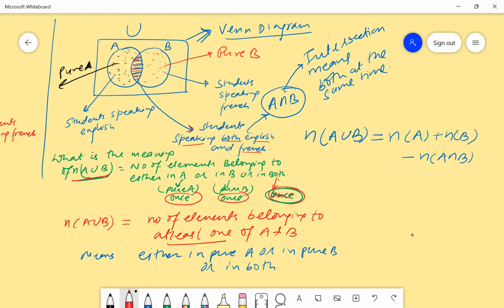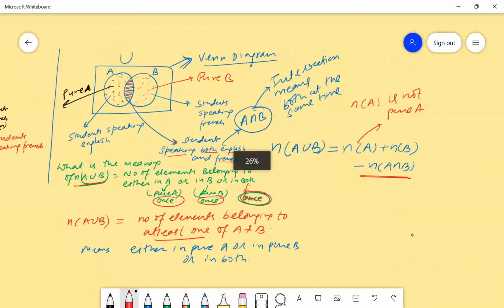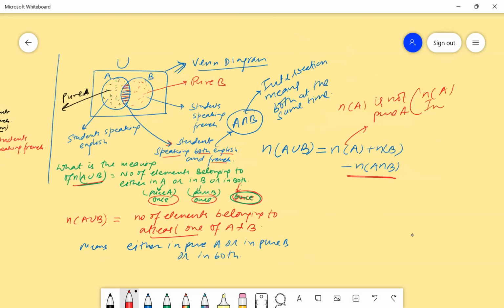Why this minus? This minus is very meaningful because N(A) is not pure A. N(A) includes A intersection B. So we need to remove it once, because N(B) will also include A intersection B. N(B) is also not pure B. It also includes A intersection B. You can easily see in the picture that set A contains this intersection part. Again, set B also contains this intersection part.